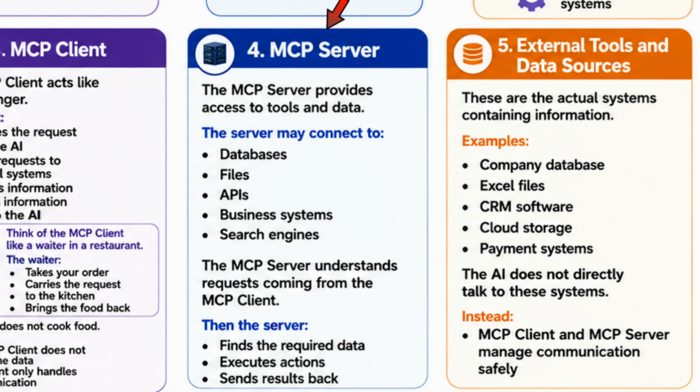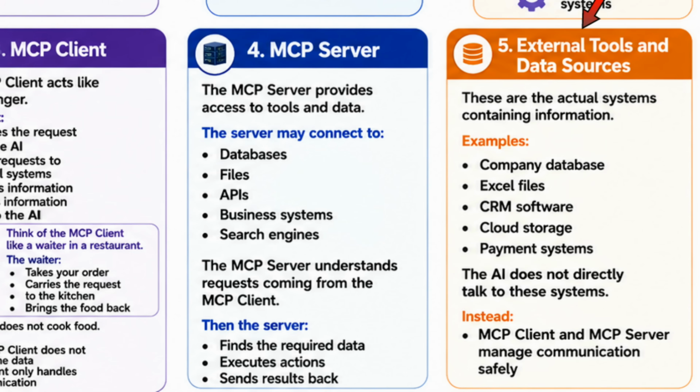Fourth one is MCP server. The MCP server provides access to tools and data. The MCP server may connect to databases, files, APIs, business systems, and search engines. The MCP server understands requests coming from the MCP client. Then the server finds the required data, executes actions, and sends results back.